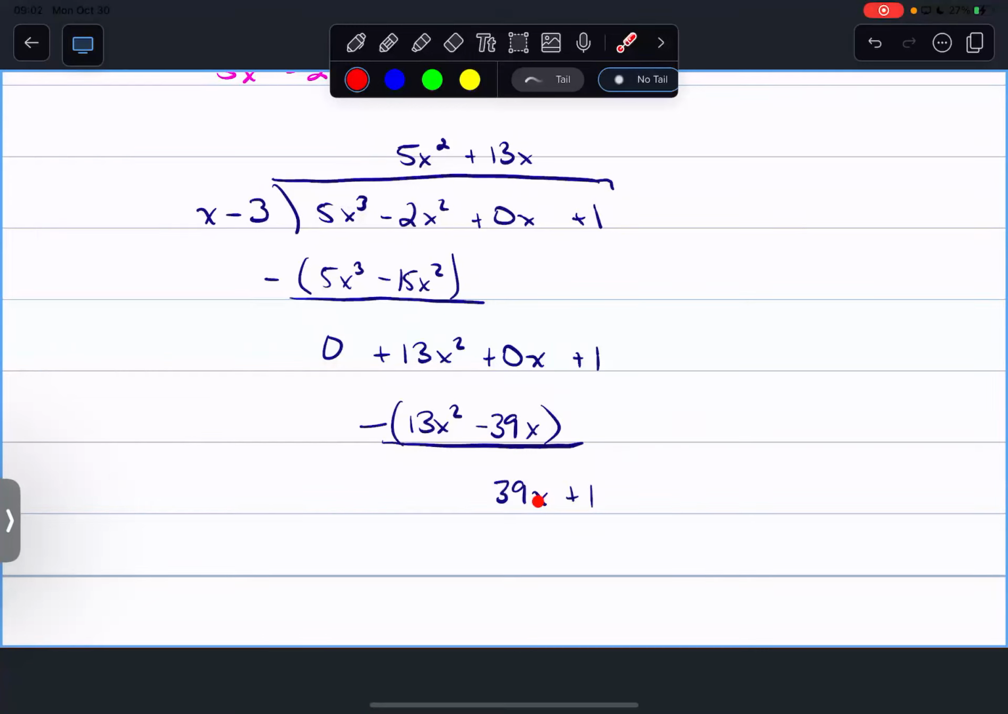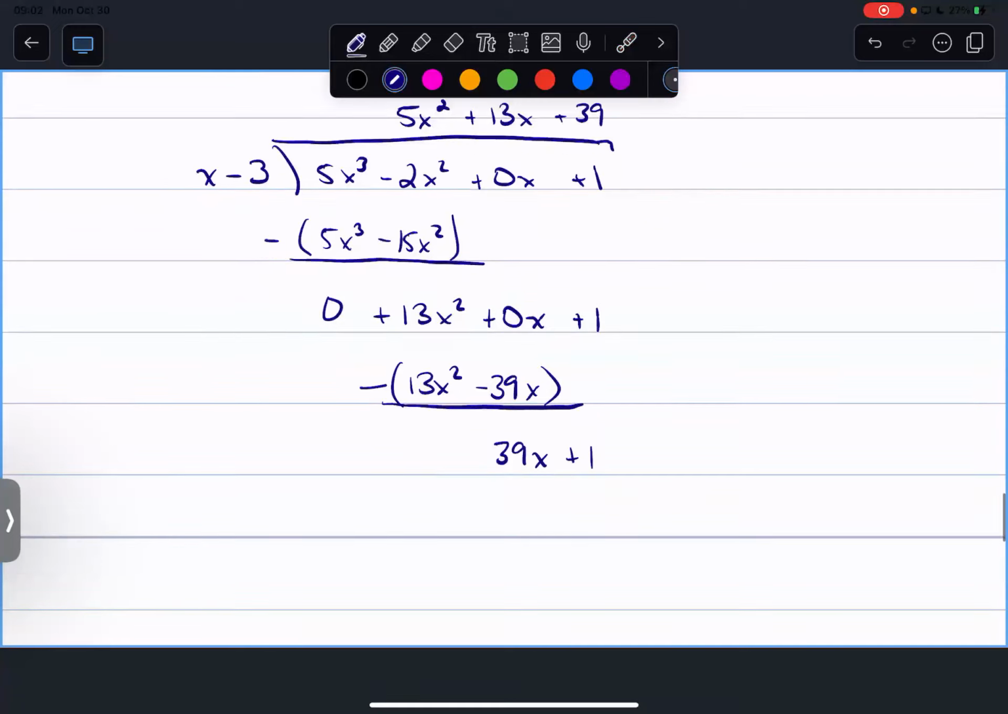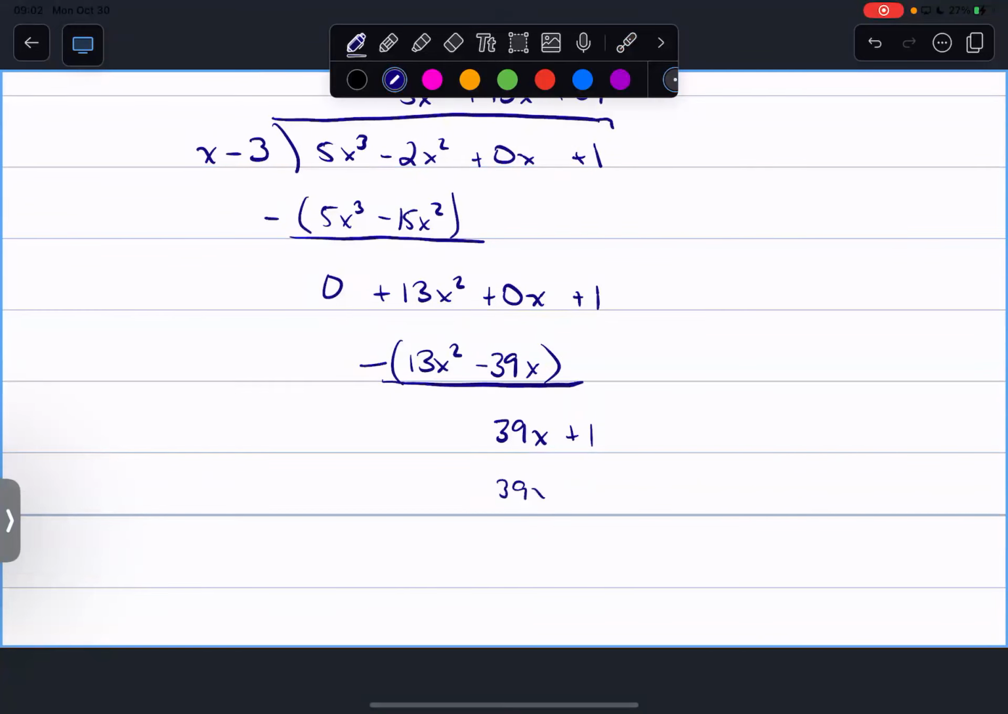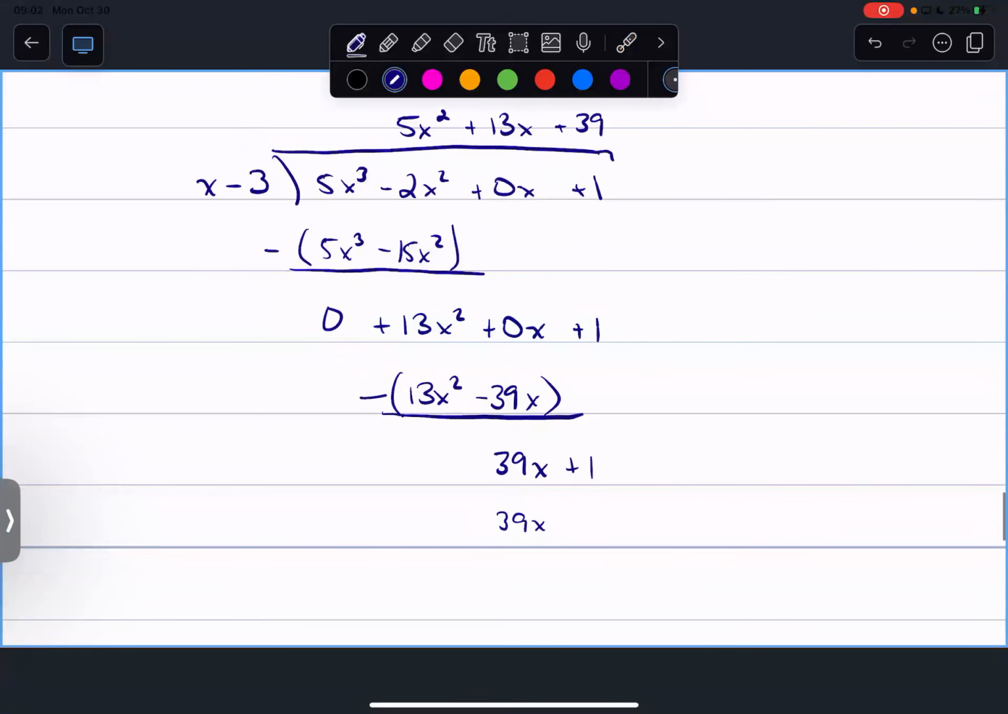So now I have 39x divided by x, putting me at plus 39. 39 times x minus 3 puts me at 39x. 39 times negative 3, it's getting out of control, minus 117.